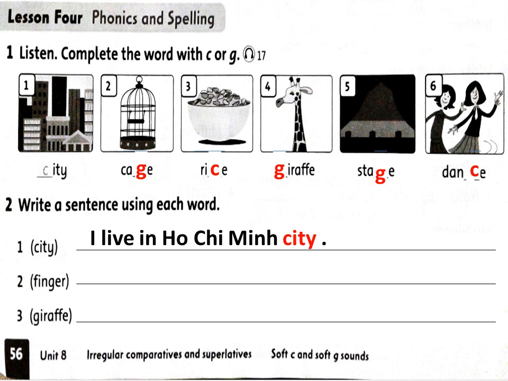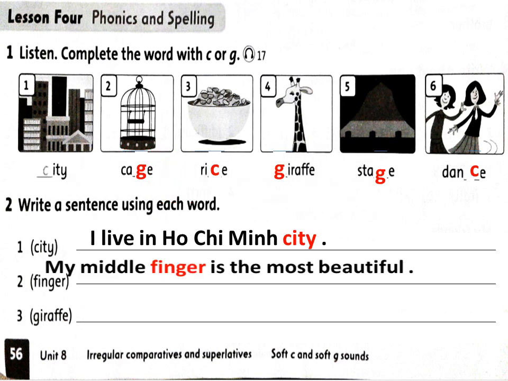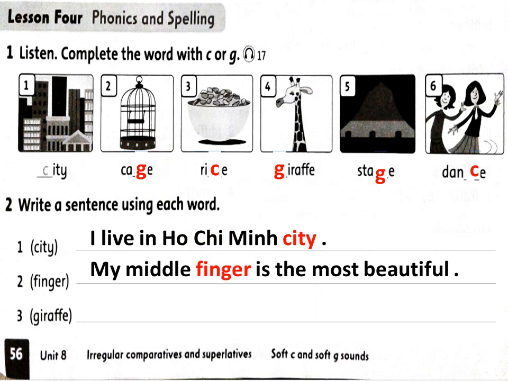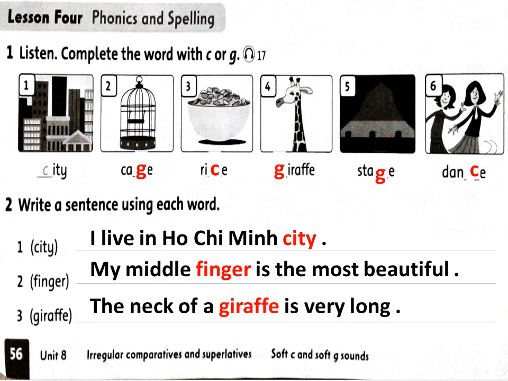Now question number 2. How is your middle finger? Your answer is my middle finger is the most beautiful. Good. Now number 3. How is the neck of a giraffe? The neck of a giraffe is very long. Good. You have done this homework really well.